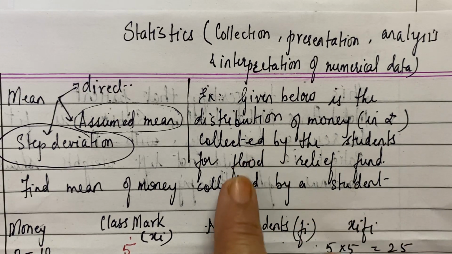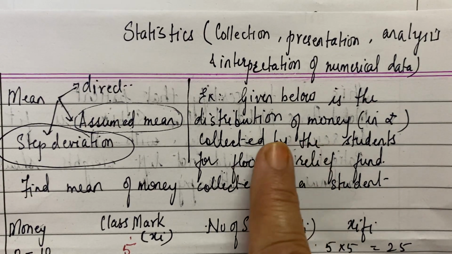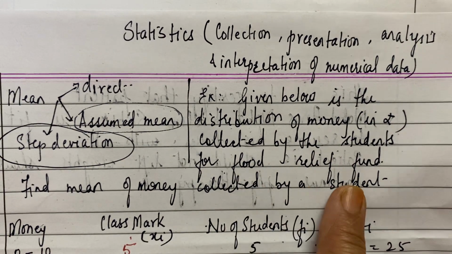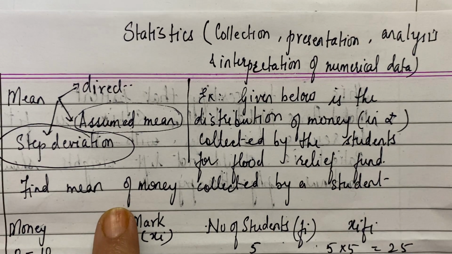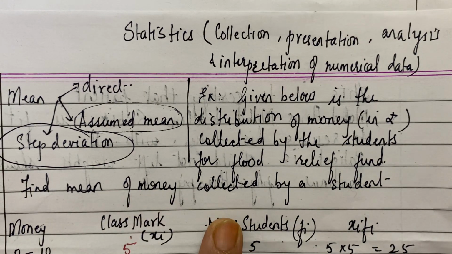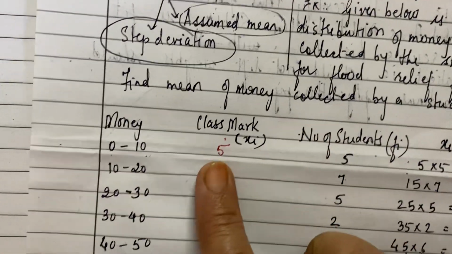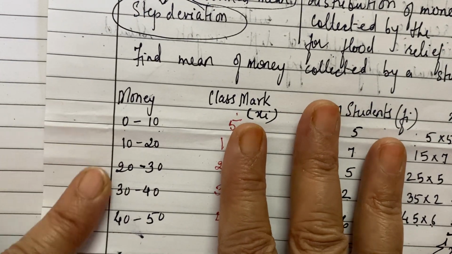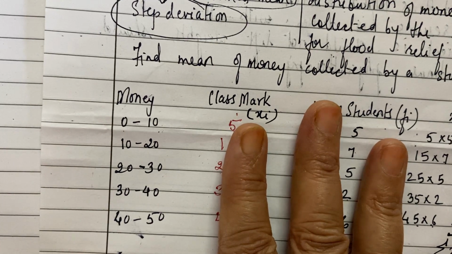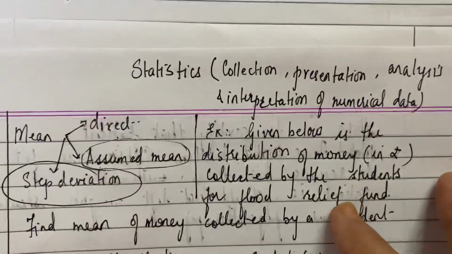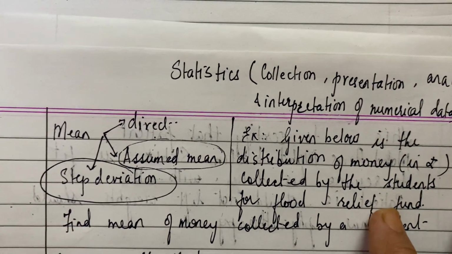Now we consider the same problem, that is the distribution of money collected by the students for flood relief fund. You have to find out the mean of money collected by each student. The money was given in classes 0 to 10 up to 50, and the frequencies given to you are 5, 7, 5, 2 and 6. Now to solve this sum by step deviation method, our initial steps are the same.